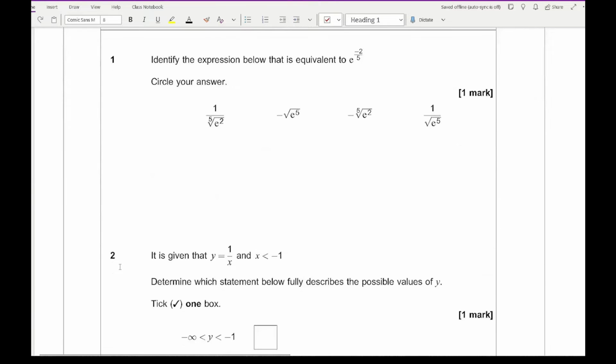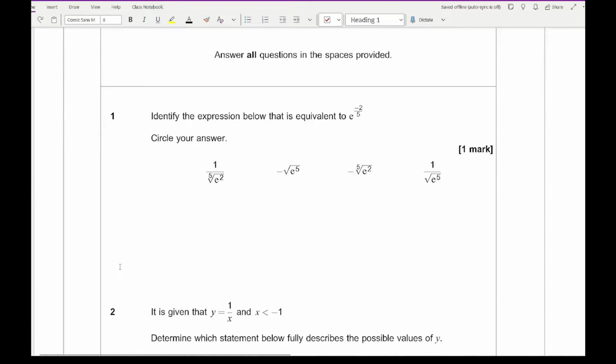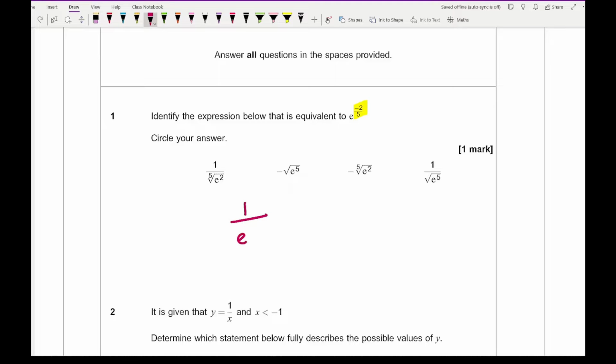So looking at question 1, it says identify the expression that is equivalent to e to the power of minus 2 over 5. So all we need to do is just convert the power to what it actually represents. Here we've got a negative, so that means it's going to be a reciprocal, and we've got e to the power of 2 over 5. Now remember that the power of the fraction is usually represented in the numerator, so that'll be e squared, and then it's to the fifth root, so we're looking for 1 over the fifth root of e squared, which is our first option.